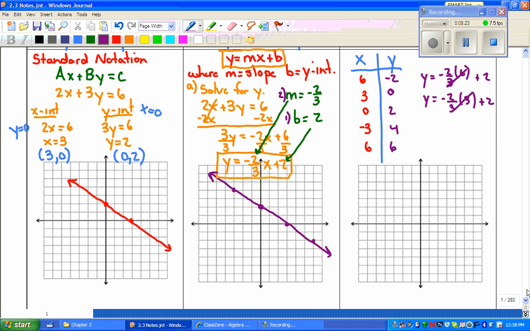Now we could go ahead and graph these ordered pairs. So I have 6 comma negative 2. Start at the origin. 1, 2, 3, 4, 5, 6. Down 2. 3 comma 0. 1, 2, 3. 0 comma 2. Negative 3 comma 4. 2, 4. And 6. 2, 4, 6. And we have my line.